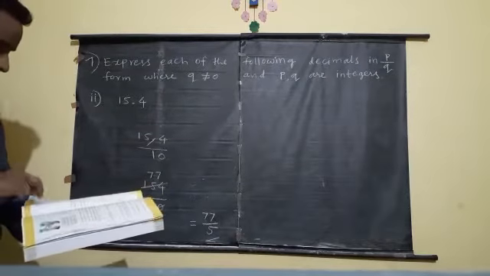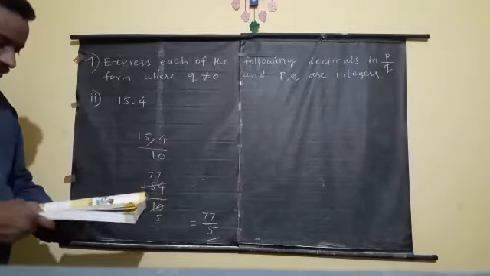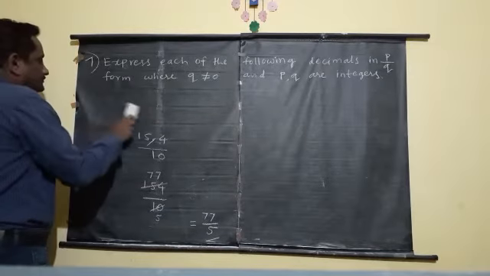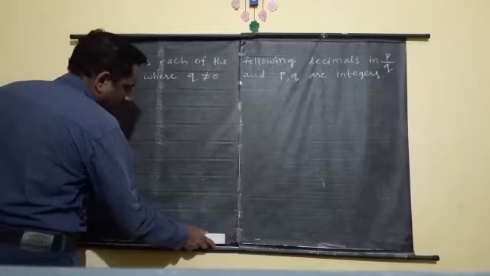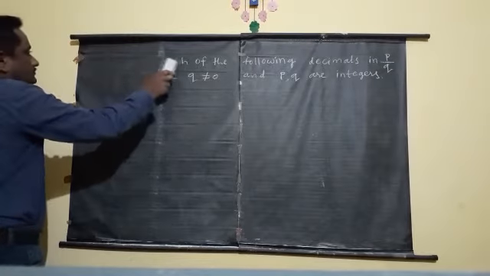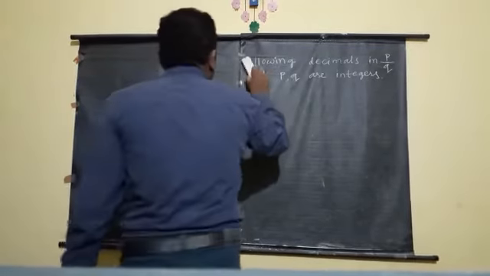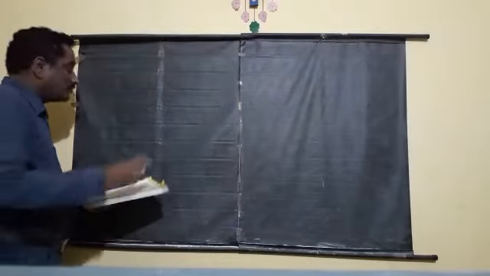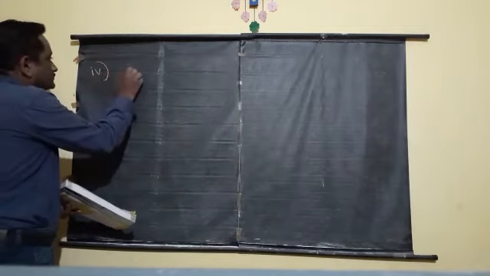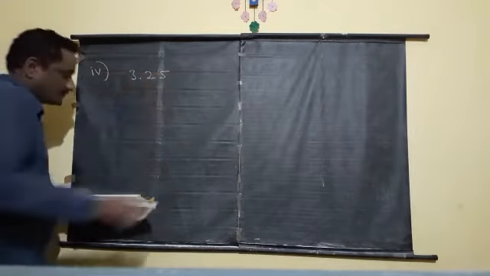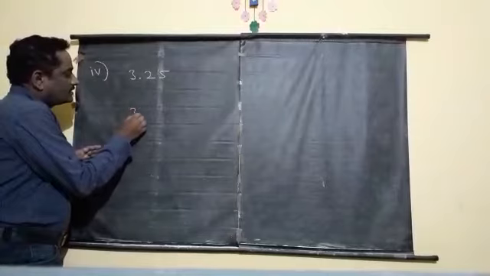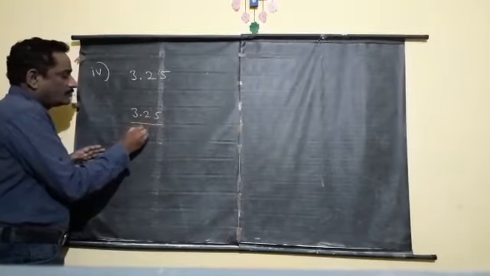Next, fourth problem. 3.25. So write once again here, 3.25 divided by 1.